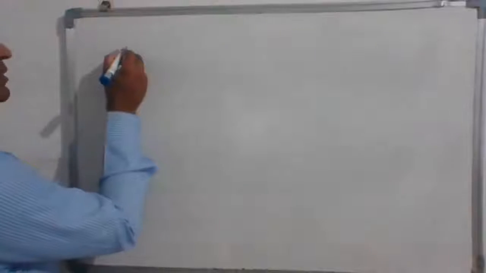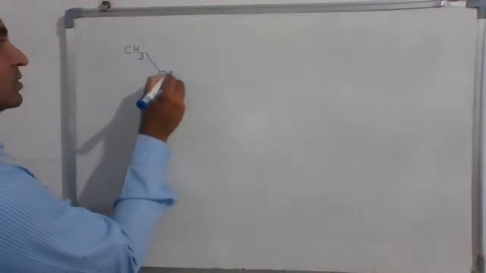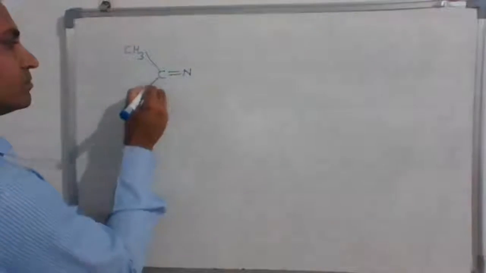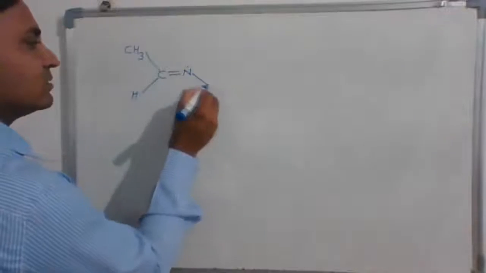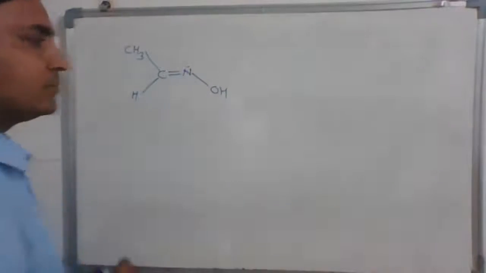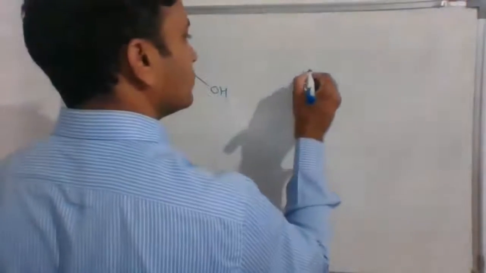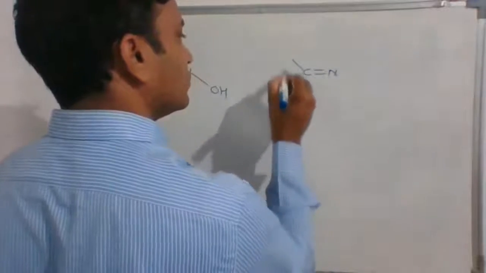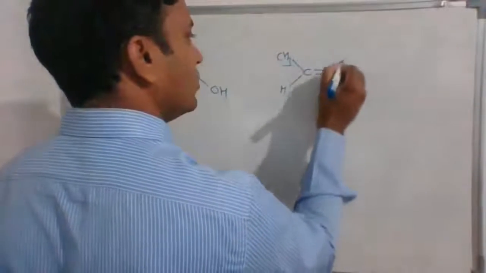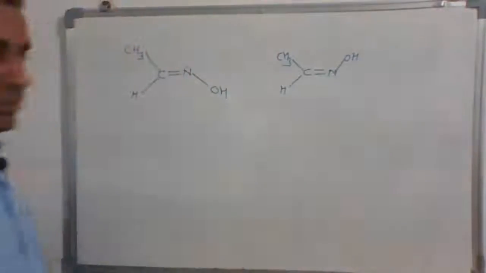See, we have this aldoxime. Okay, there may be such an arrangement. OH may be on the side of hydrogen, or OH may be on the opposite side of the hydrogen.